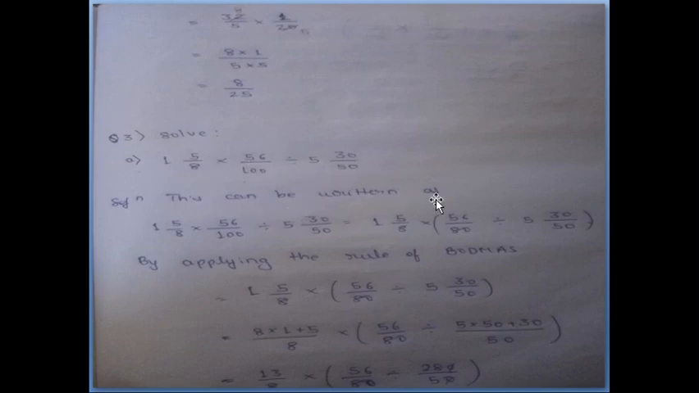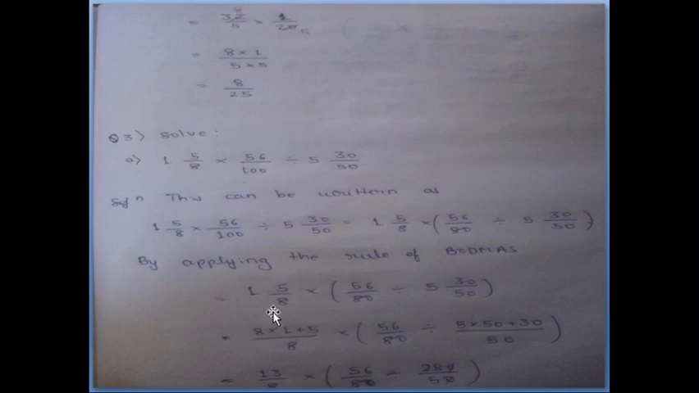So this can be written as 1 5 by 8 into 56 by 100 divided by 530 by 50, which is equal to 1 5 by 8 into 56 by 80 divided by 530 by 50. So here we will write these two fractions in the form of a bracket, because we have to perform the division first. So by using the rule of BODMAS, that equals 1 5 by 8 into 56 by 80 divided by 530 by 50.